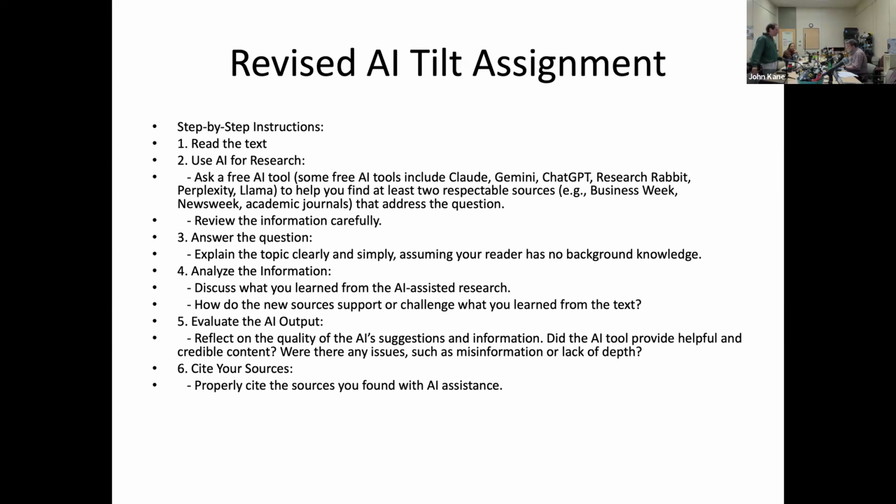Finally, and perhaps number 5 is the most important of the objectives, I wanted them to evaluate the AI output, reflect on the quality of the AI suggestions. Did AI provide helpful information, credible content? Were there issues such as misinformation, lack of depth? And then finally, they had to cite their sources.